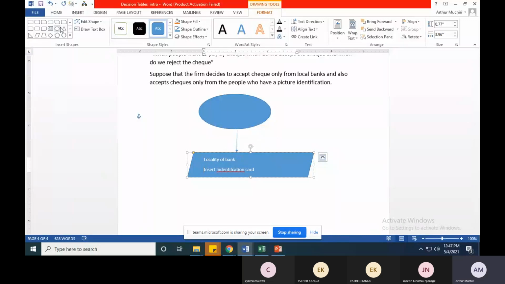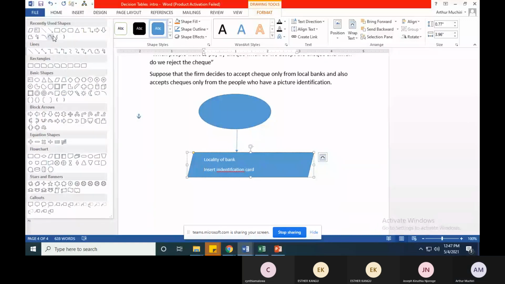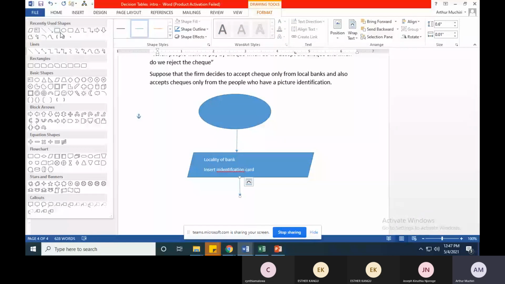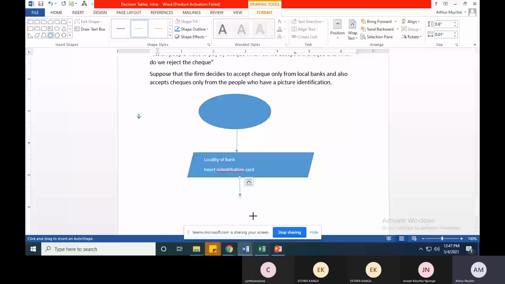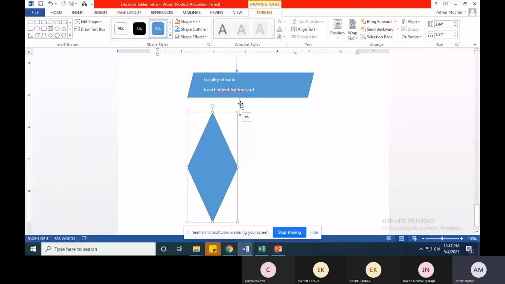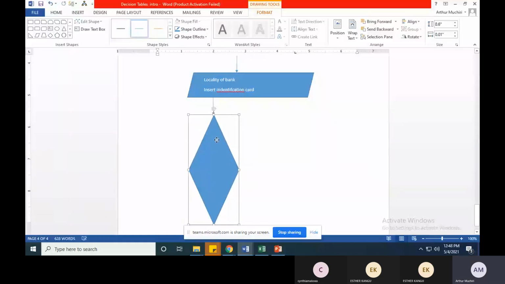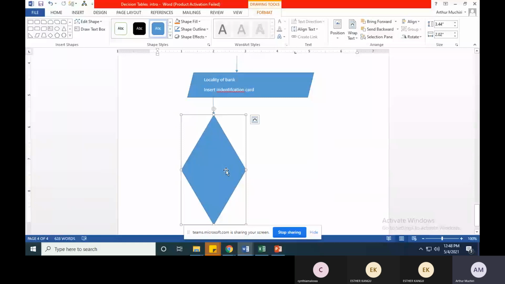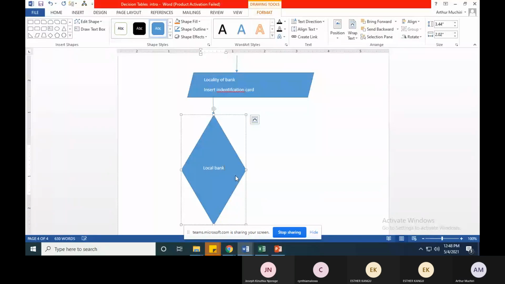Once you input that, there will be some decisions to be made in this program. The first decision would be that it will check whether the locality of your bank is a local account. So it will check the locality. What can we call the decision for this one? We can say local bank. It will check for local bank. So if it's a local bank, what will be the action?